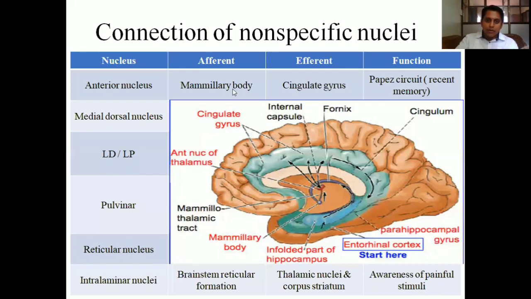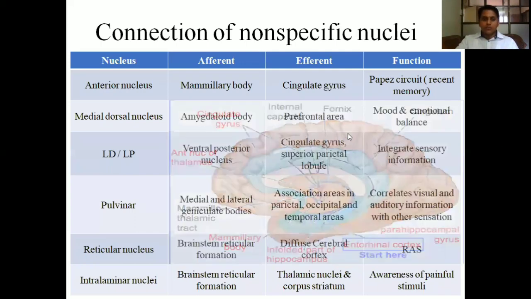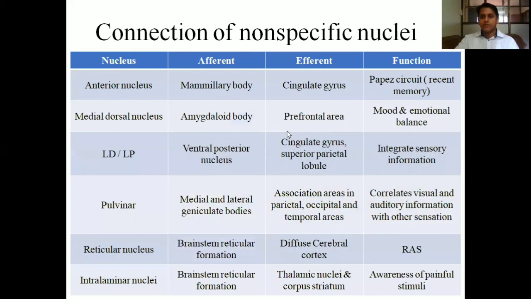Okay, so the afferent fibers coming to the anterior nucleus are from the mammillary body. That's the mammillothalamic tract. The fibers from the anterior nucleus go towards the cingulate gyrus, so the fibers projecting to the cingulate gyrus are an efferent tract. Yes, so they are concerned with recent memory. Let us move ahead with the rest of the non-specific nuclei.